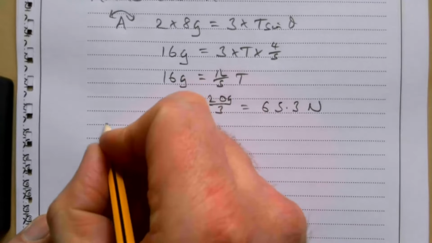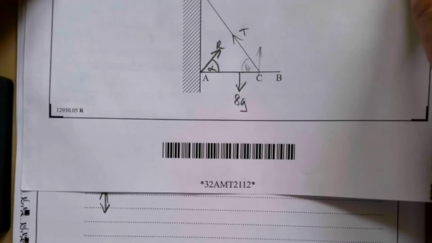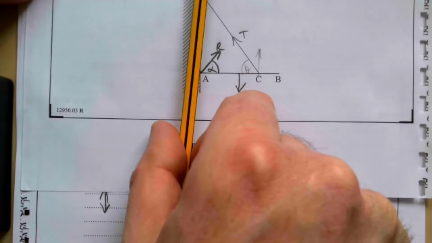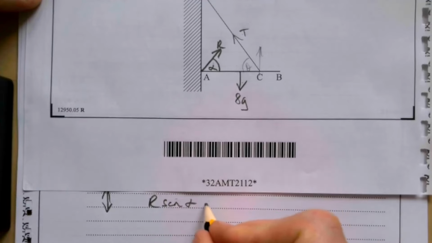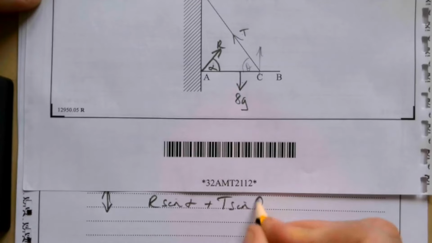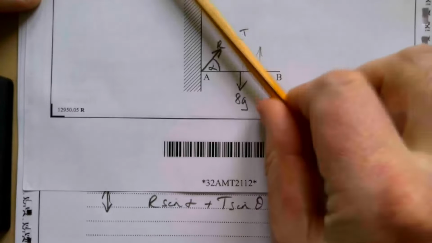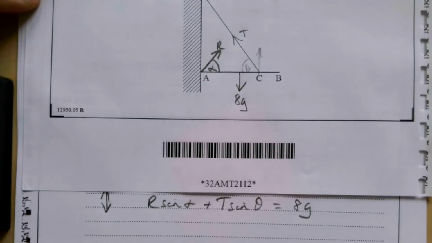Another thing I'm going to do is resolve everything going up equals everything going down, and everything going left equals everything going right. Let's get back to our diagram. What do we have going up? Our R, we're not going to cross that, so it's R sine alpha, plus T sine theta, equals 8g. The T's going that way, so we're not going to cross the theta, and we're not going to cross the alpha, and then 8g goes straight down.